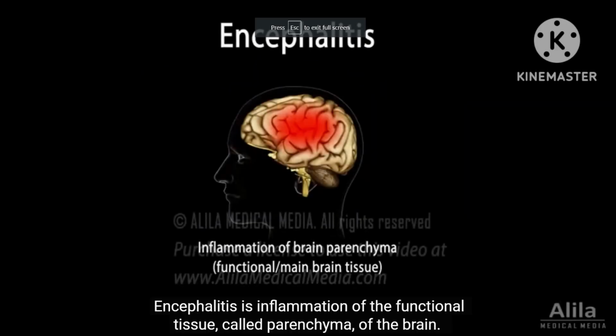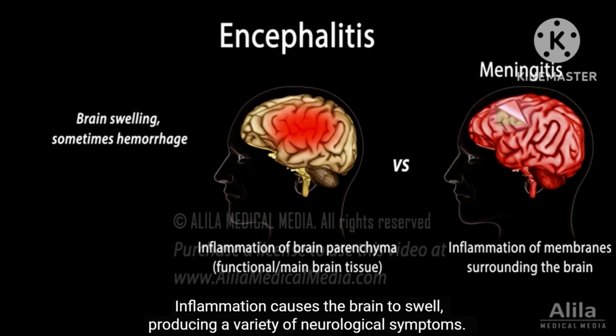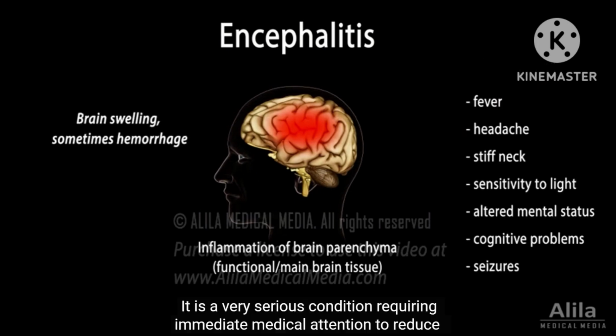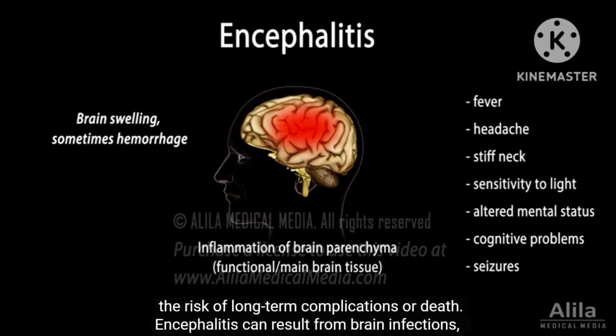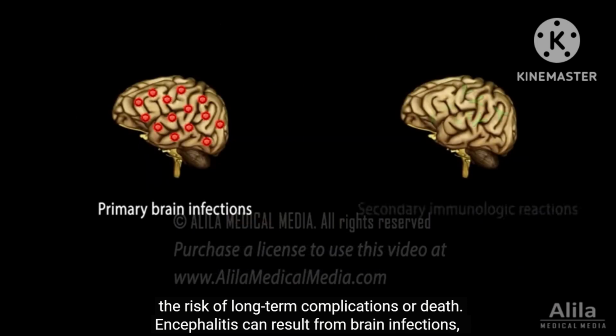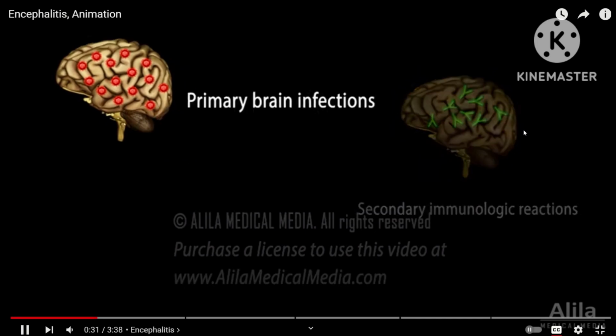This is inflammation of the functional tissue, called parenchyma, of the brain. Inflammation causes the brain to swell, producing a variety of neurological symptoms. It is a very serious condition requiring immediate medical attention to reduce the risk of long-term complications or death. Encephalitis can result from brain infections or autoimmune reactions in which the body's immune system mistakenly attacks its own tissue.